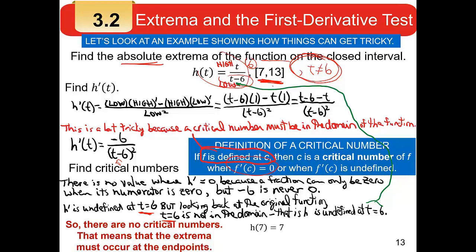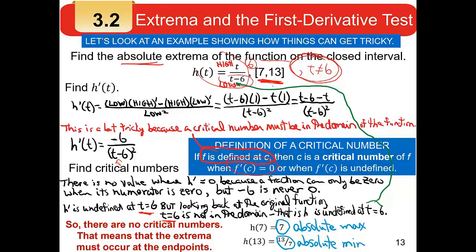So you take the left endpoint, plug it back into the function, and you end up with 7. Take the right endpoint, 13, plug it back in, you'll end up with 13/7. 7 is bigger than 13/7, so it's the absolute max. 13/7 is smaller than 7, so it's the absolute min.